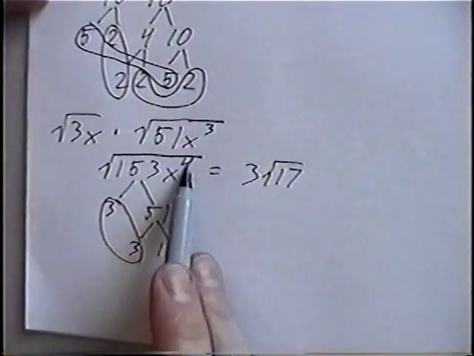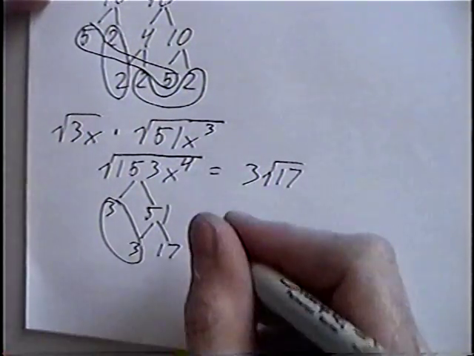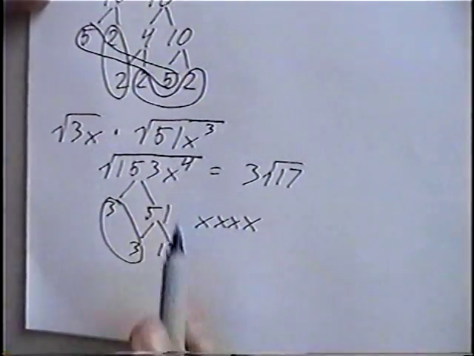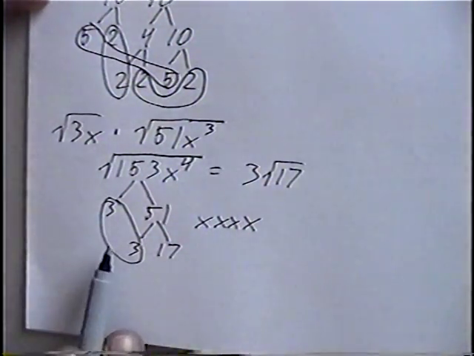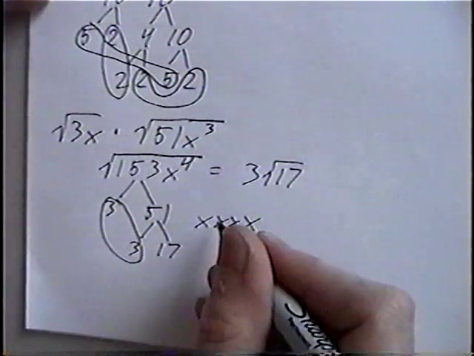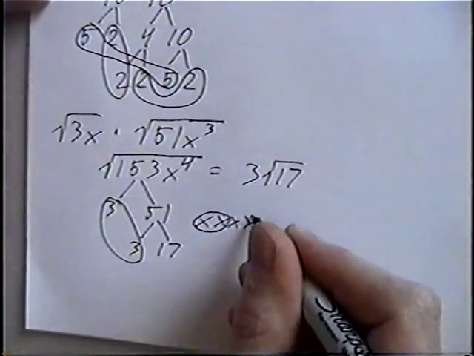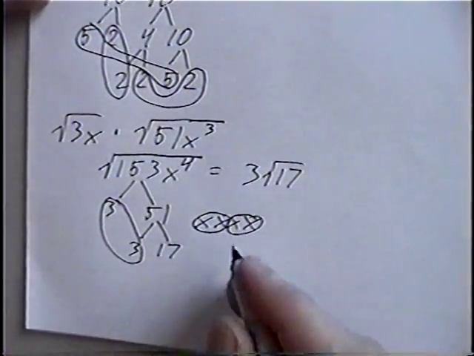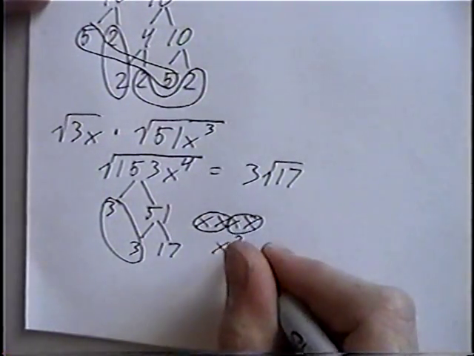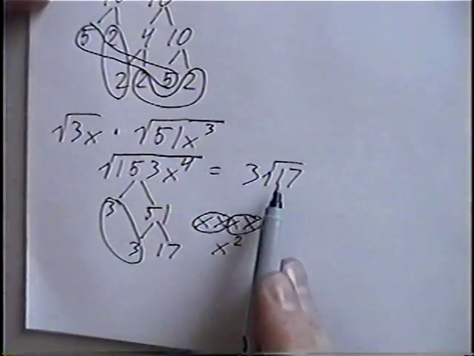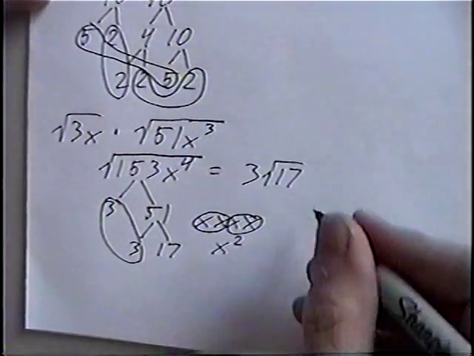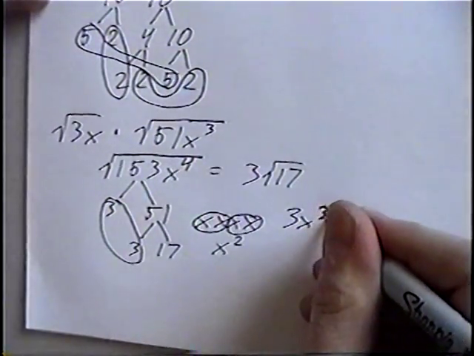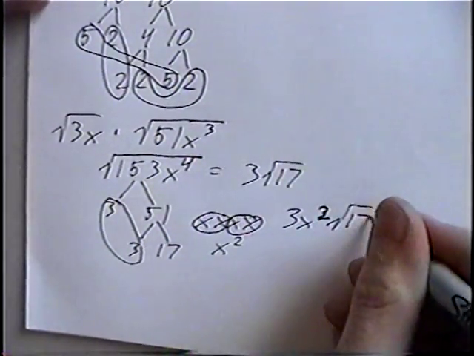For the variables, in this case we have x to the fourth. What we can do is we can write down 4 x's. That would be the same as x to the fourth. And the same steps as before where we circle the pairs. In this case we'll circle pairs of x's. We circle two sets of x's, which means the square root of that would be x squared. Putting our number and x variable together, we would have 3x squared times radical 17.